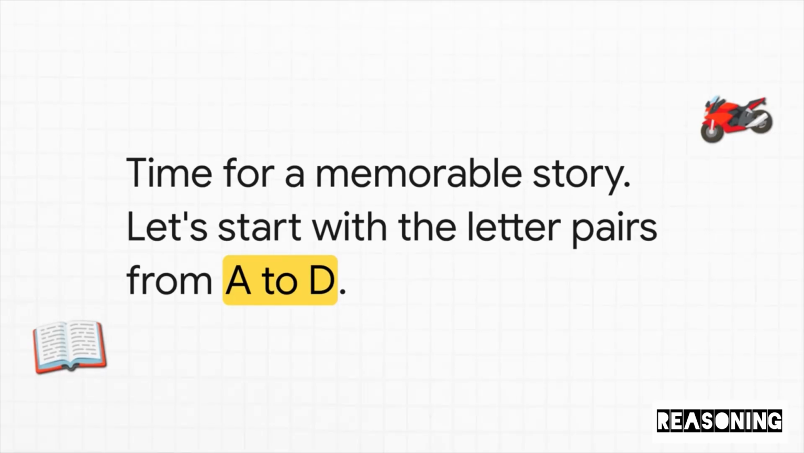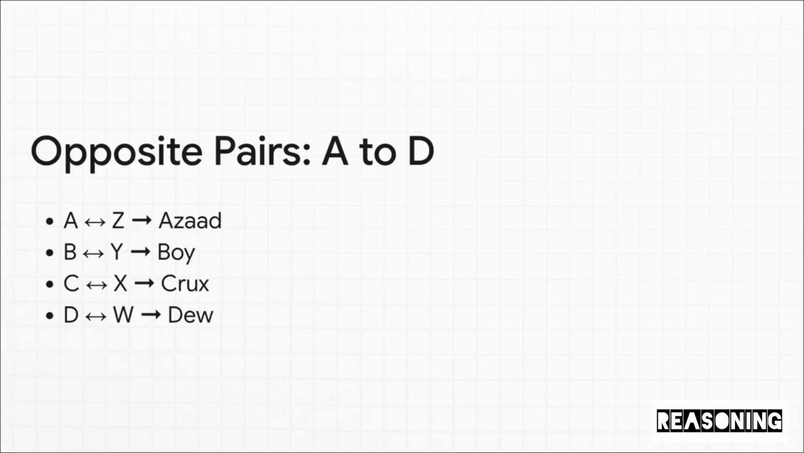Let's start our little tale by learning the pairs from A to D first. So the story goes like this. There was an Azad boy, that's AZ. He was a boy, which gives us BY. He loved riding his crux bike, CX, and used to drink dew, DW. Simple. Azad, boy, crux, do. Got the first four? Easy, right?